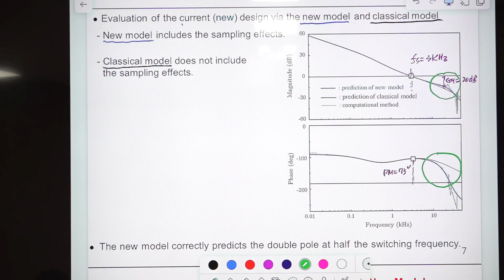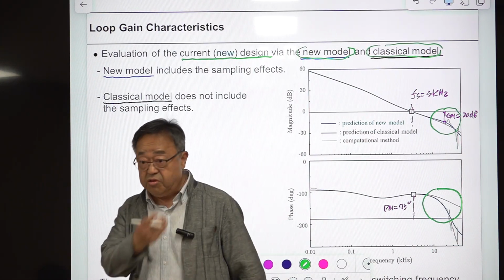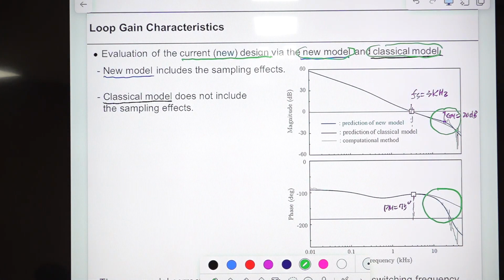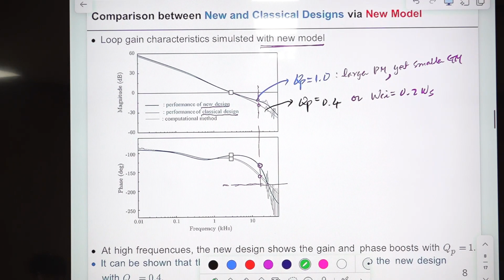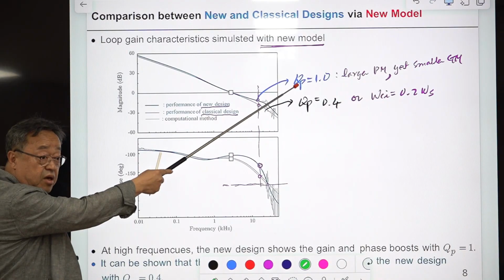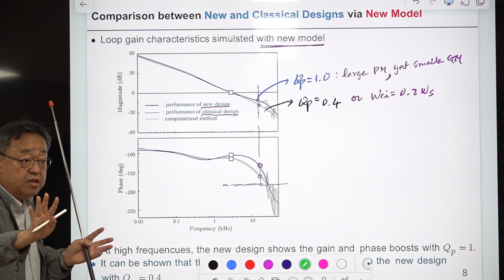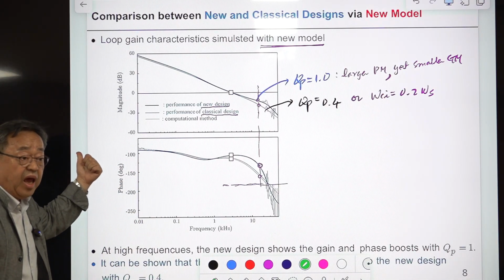Okay. The new design is evaluated using the new model and the classical model. So there is one design, and the new model and the classical model show a difference only at this high frequency, and this can be considered not significant, not important, or something like that for this case. Okay, and I compared the classical design and the new design using the new model. Okay, forget about the classical model. All right. So I used the new model and I compared the classical design and the new design.